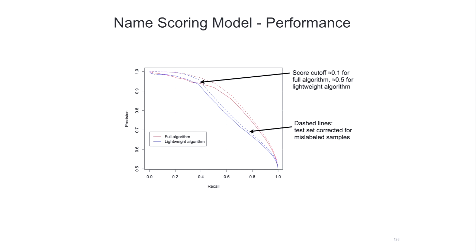Now, while evaluating, we found that in a number of cases, what we counted as false positives were not actually false positives. They were just not labeled as bad names, but they were actually bad names. So we corrected for that and re-evaluated, and this is the dashed line. The precision recall curve will give you that number. Okay.